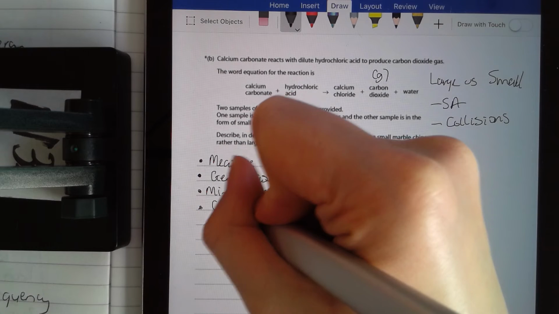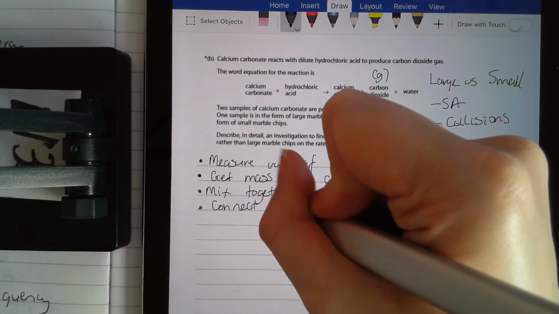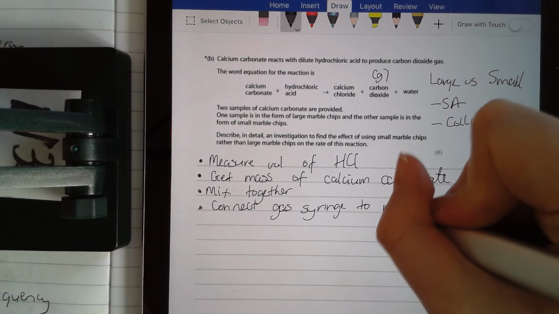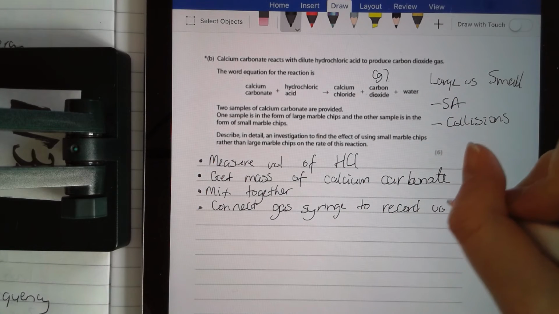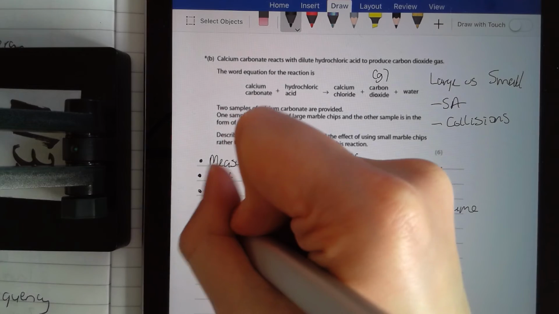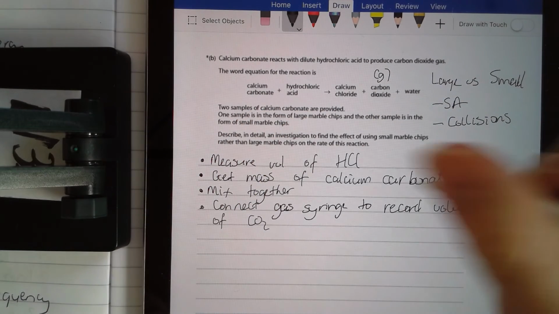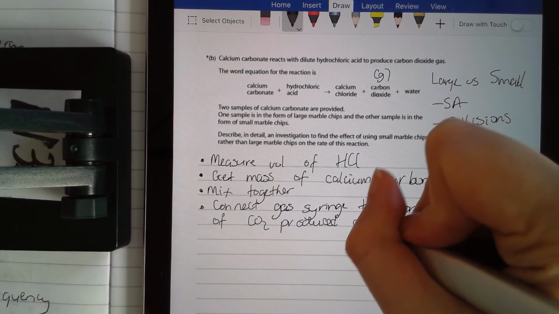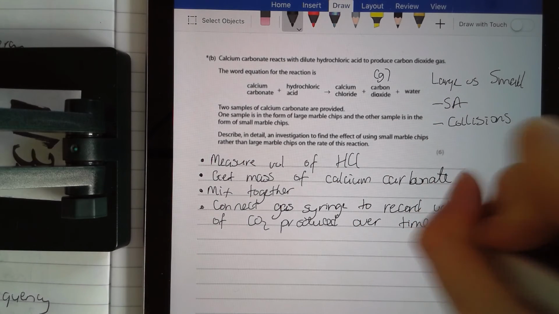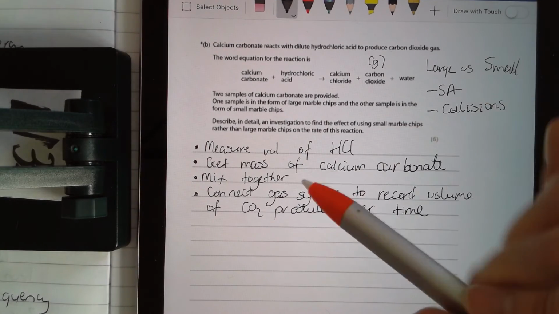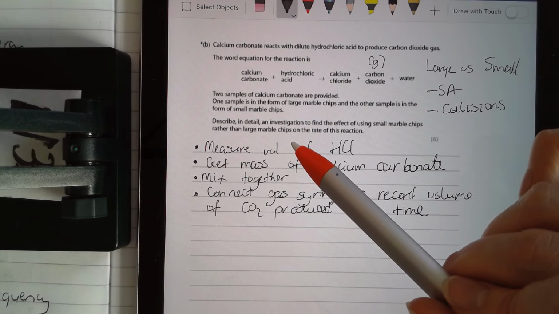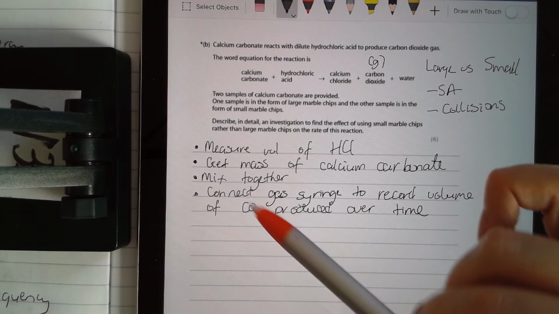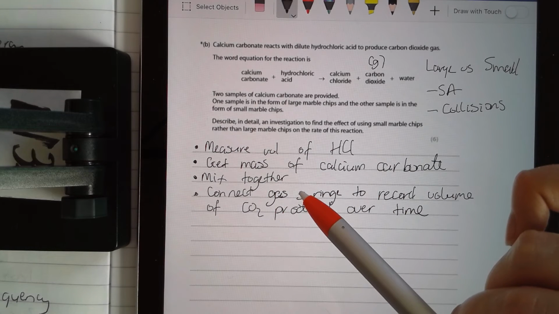Connect gas syringe to record volume of CO2, because that's the gas I'm producing. Volume of CO2 produced over time. Okay, so I am saying that I'm getting a specific volume of HCl, okay? I'm getting a specific mass of calcium carbonate, mixing them together, and I'm going to record this reaction by using a gas syringe over time.